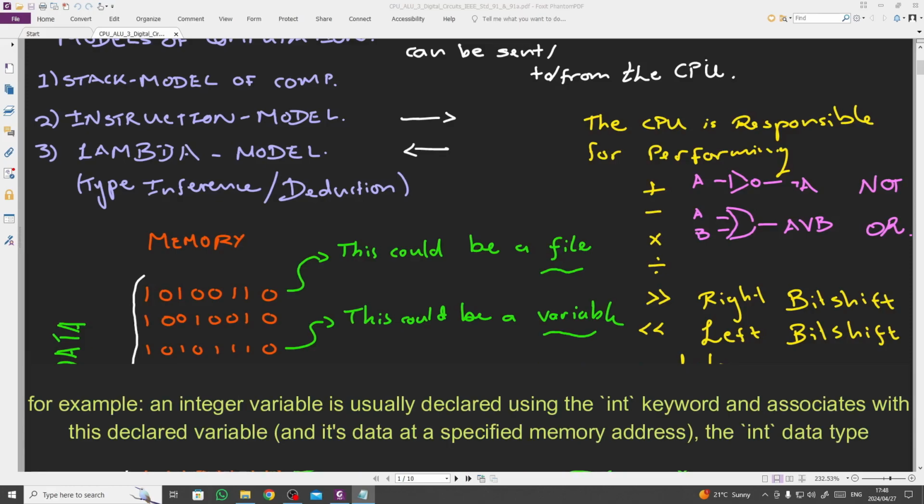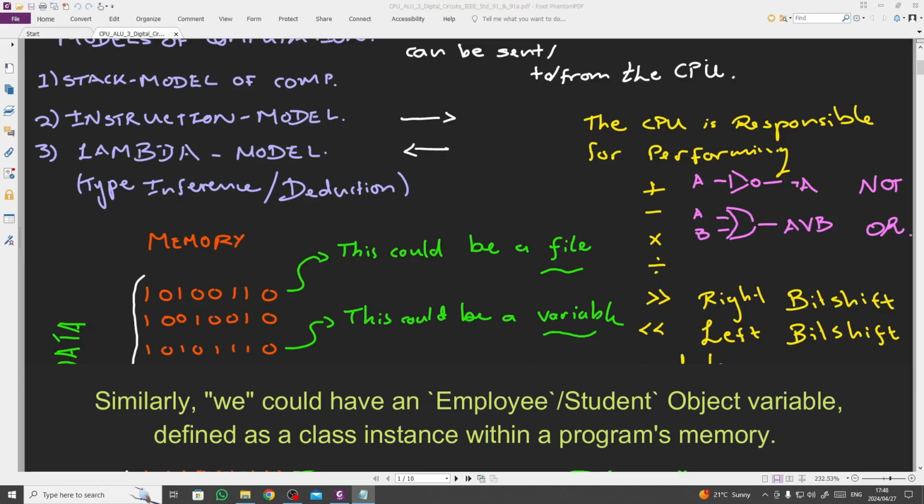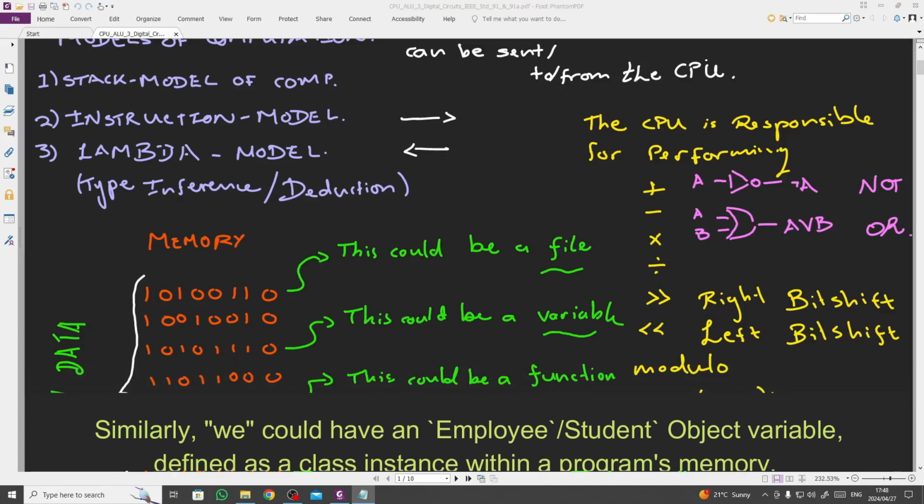For example, an integer variable is usually declared using the int keyword and associates with this declared variable the int data type. Similarly, we could have an employee or student object variable defined as a class instance within a program's memory.